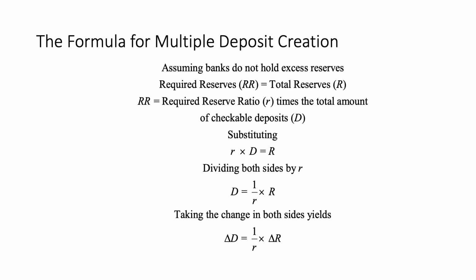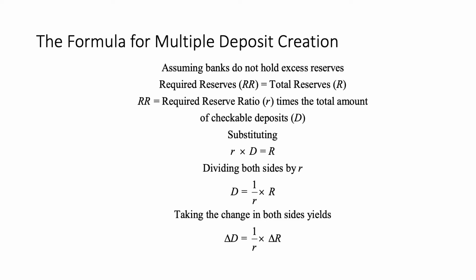If we want to start thinking about change, right, how much will deposits grow for a given increase in reserves or a given increase in the monetary base, then we can take a difference equation of this. And our last equation on this page is exactly that. Delta, of course, means change. And so the change in deposits that would come from a given change in reserves is equal to delta R multiplied by 1 over the required reserve ratio.